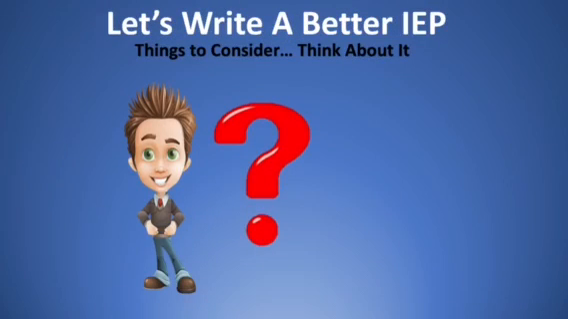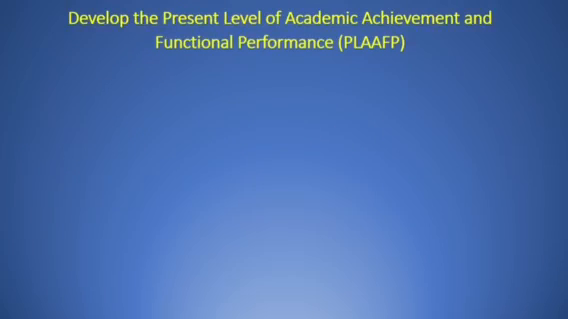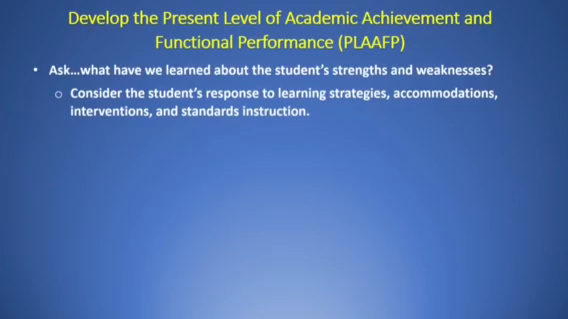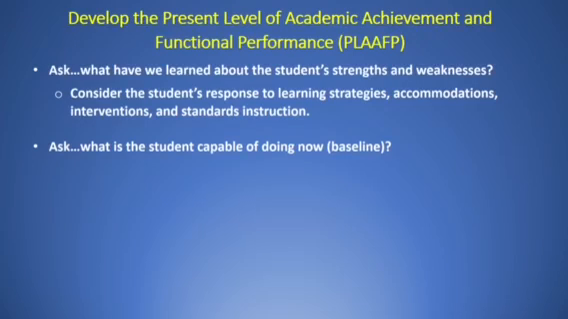Now, let's look at some ways to write a better IEP present level of academic achievement and functional performance, or the PLAFP. We want to ask, what have we learned about the student's strengths and weaknesses? Look at the student's response to learning strategies, accommodations, interventions, and standards instruction. Ask, what is the student capable of doing now? Their present level, or baseline data, as it may be referred to.